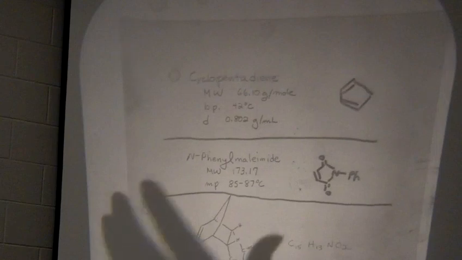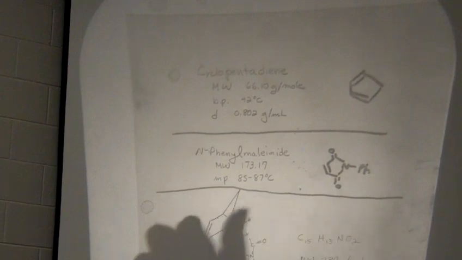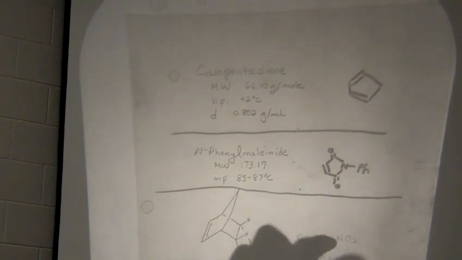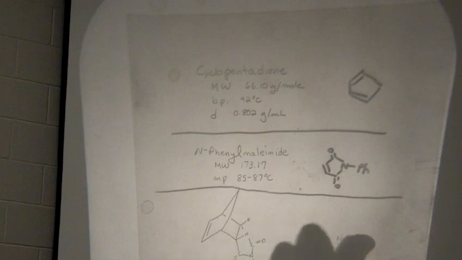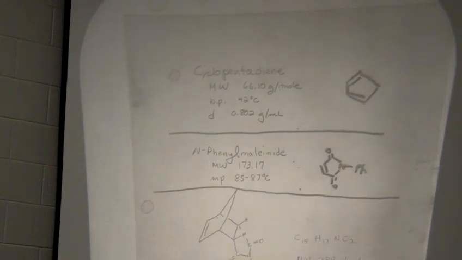Finally, I told you I'd give you some information to help you out with Prelab for this lab. So here's some information about cyclopentadiene and phenylmaleimide, and then here's the information about your product. Your product doesn't have a name because it's unique to our experiment, but here is its formula, its molecular weight, and then here is its melting point, okay? So I'll give you all that information to help you with your Prelab.